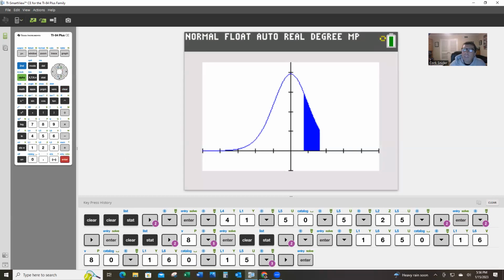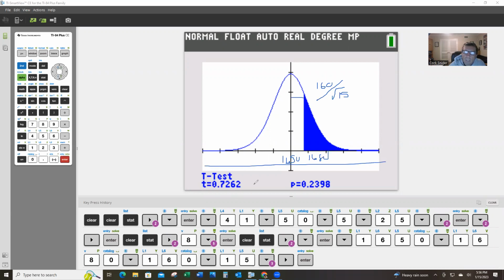It'll be shaded. See how it's shaded? So make sure you shade it in. All right, so there you go again. To dress this up, remember, you're going to draw out here the standard deviation, which was 160 over the square root of 15. Okay. And then this is going to be 1650 in the middle. This is 1680 out here. And then your t-score is going to be 0.72.